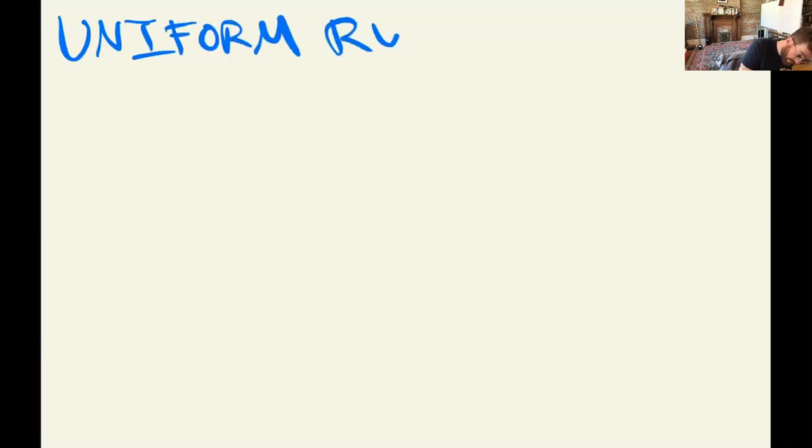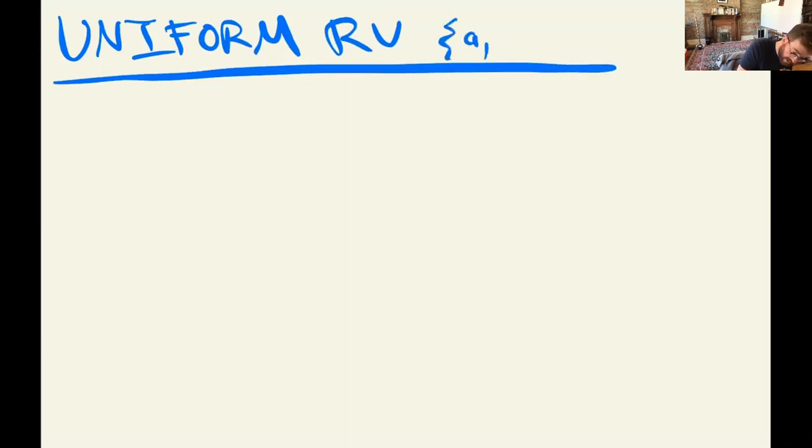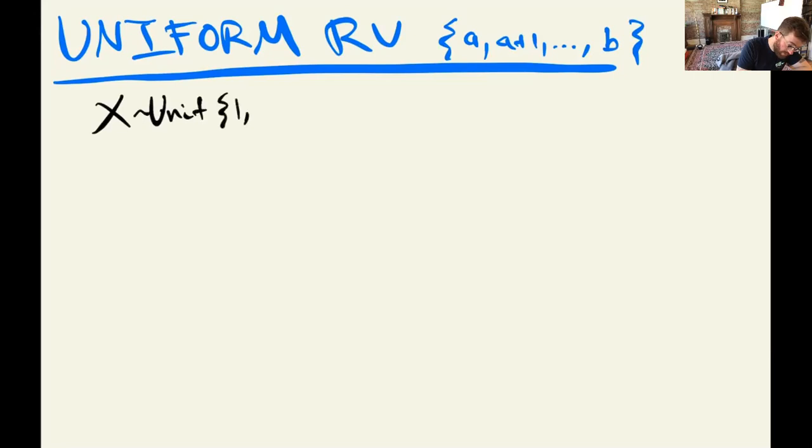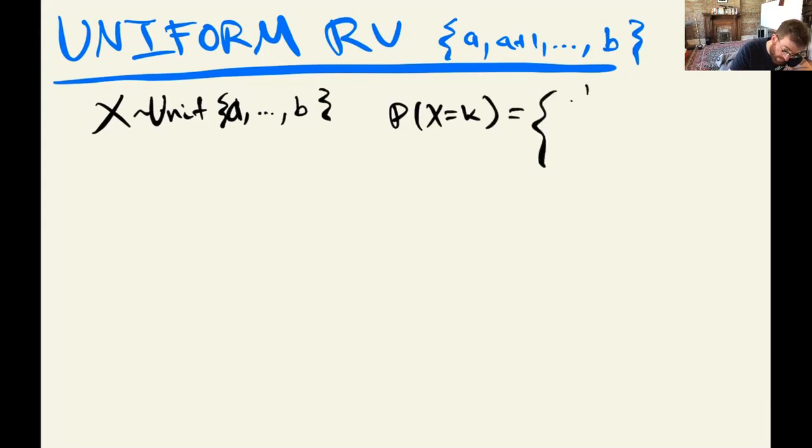So we also have our uniform random variable, and let's say it's distributed on the values a plus 1 all the way up to b. So in this case, X uniform on a through b means that the probability that X equals some value k is 1 over b minus a plus 1 for k between a and b, an integer, and it's 0 otherwise.